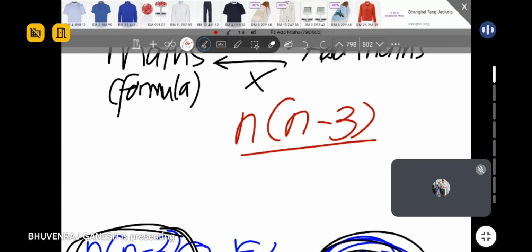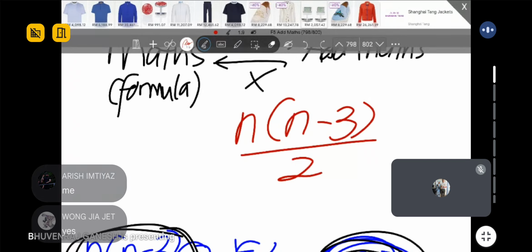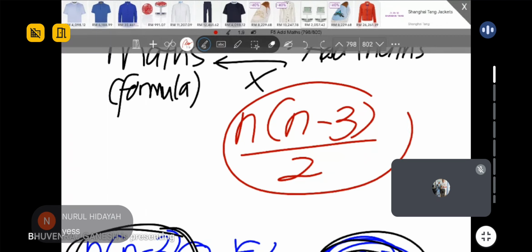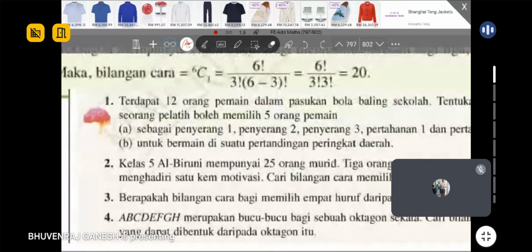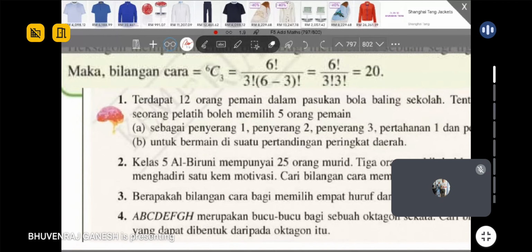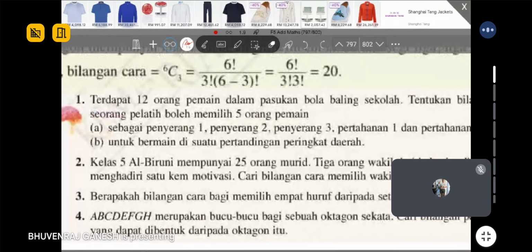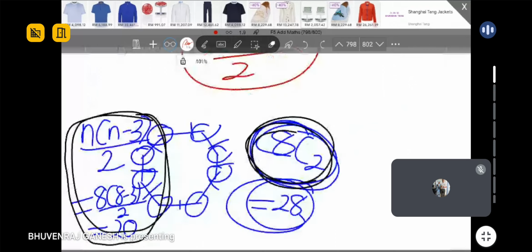Who remembers this formula? Type me in the chat box. Siapa masih ingat rumus ni? Okay, so for those that remember, you can use this directly to answer the question. No confusion, you will get the answer. So yeah, clear guys for this question? So this is the fast method to solve question 4. Okay, so we go to the next one.